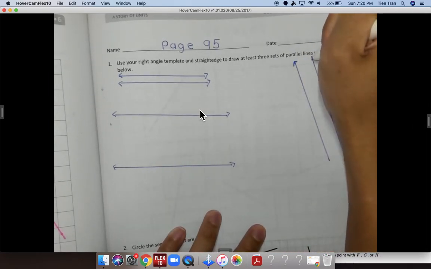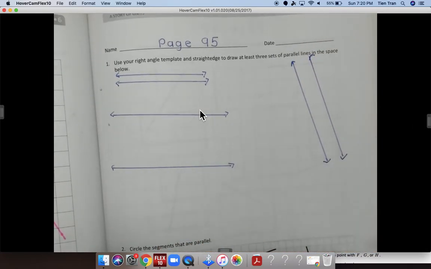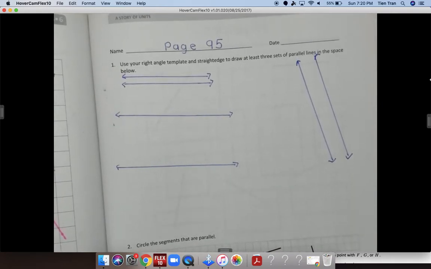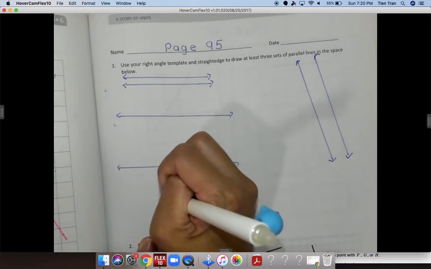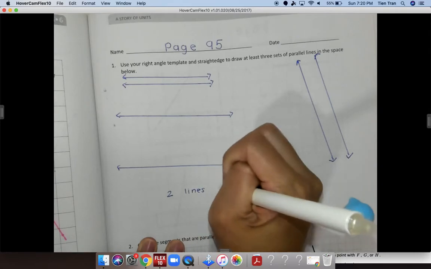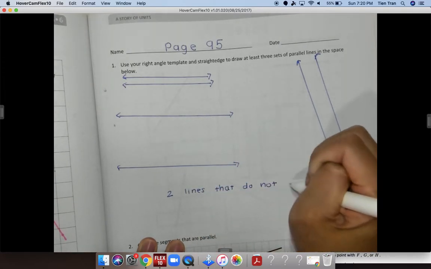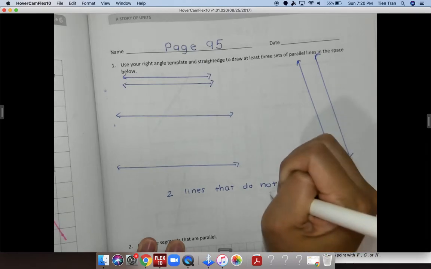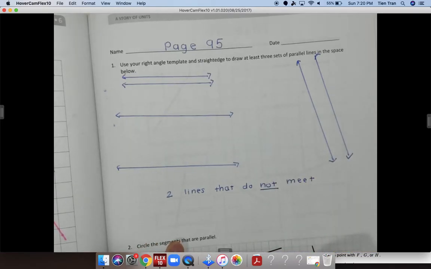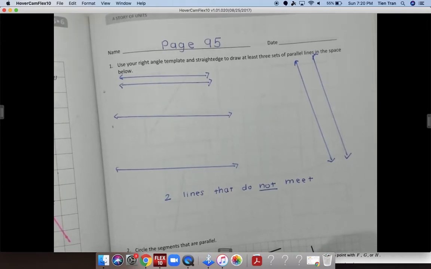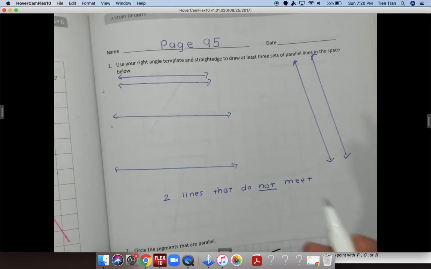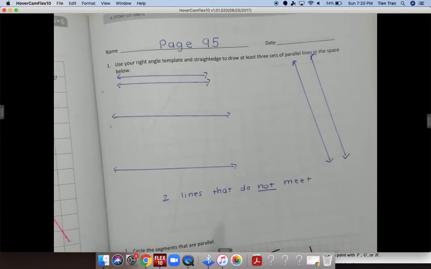And all of these are parallel lines. Okay? And a reminder, parallel lines never intersect. There are 2 lines that do not meet. And notice that they're straight lines. They're not crooked lines, right? So we're not drawing like zigzags or anything like that. We're drawing straight lines.